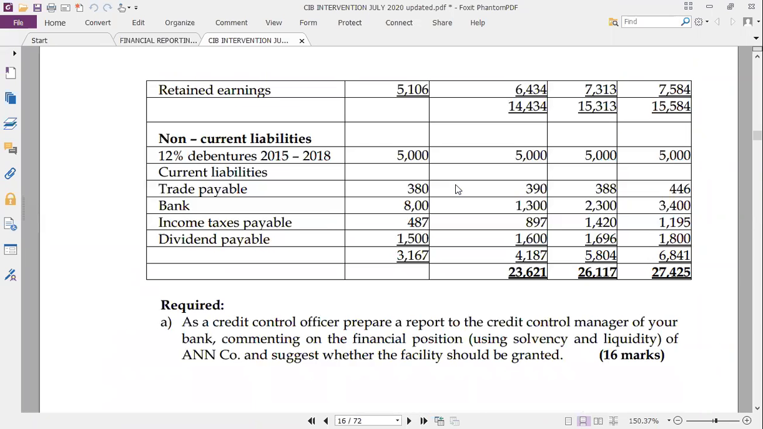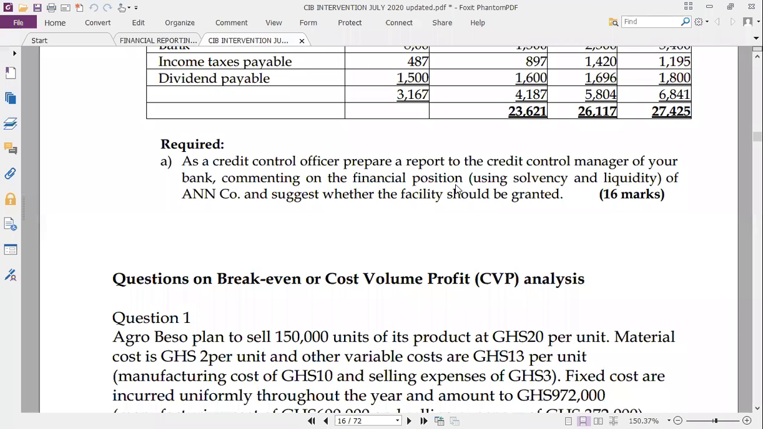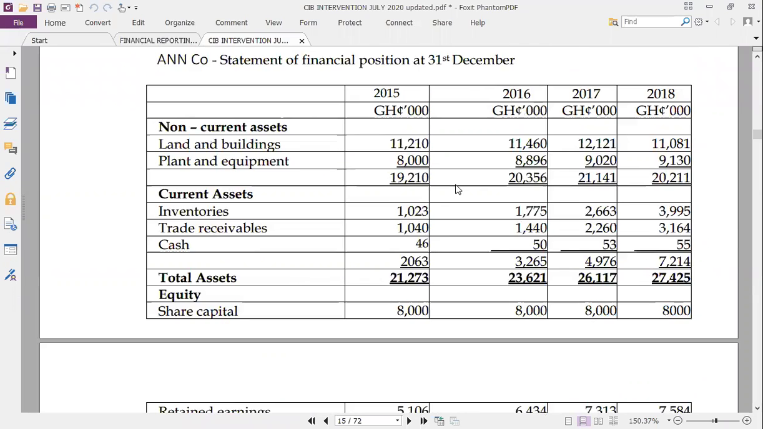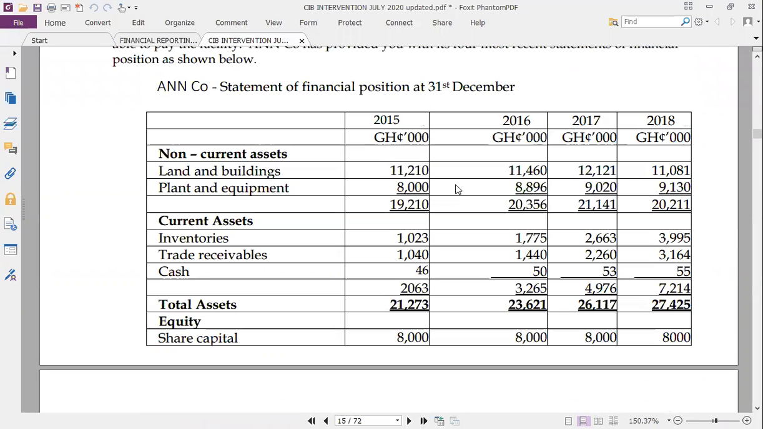16 marks. And the B part was comment on your analysis. The limitation of the analysis was for 4 marks. Yeah, comment about the limitation of your analysis. So here, solvency and liquidity.